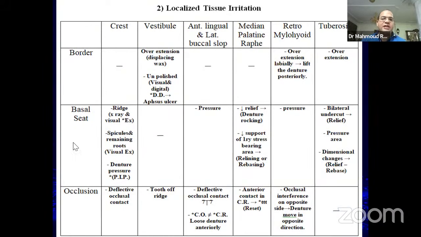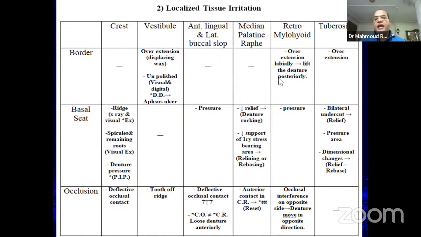Then we will talk about the basal seat. Here at the ridge crest, we may have bony spicules and remaining roots. As we said before, we must make a proper clinical and radiographic examination to see what is under the mucosa. Then anterior lingual and lateral buccal slope: we may have pressure in this area from the basal seat.